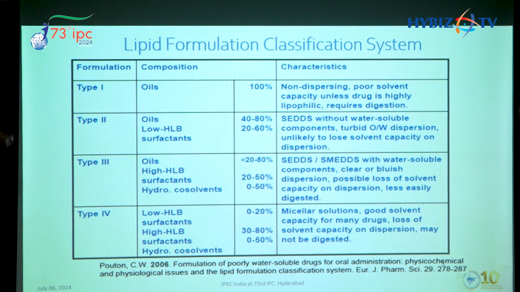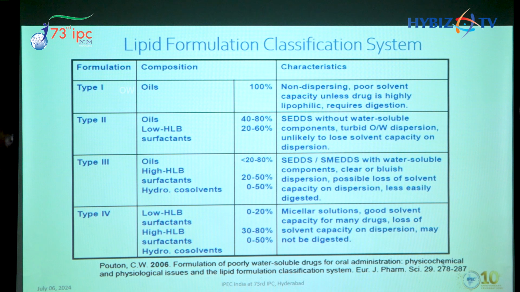Then you have type 3 systems where again the oil concentration further reduces, and along with a low HLB surfactant you also include a high HLB surfactant and also a co-solvent. So this results in higher hydrophilicity or higher hydration of the system, and these, when they hydrate in the GI fluid, form SMEDDS, that is, self-microemulsifying drug delivery systems.